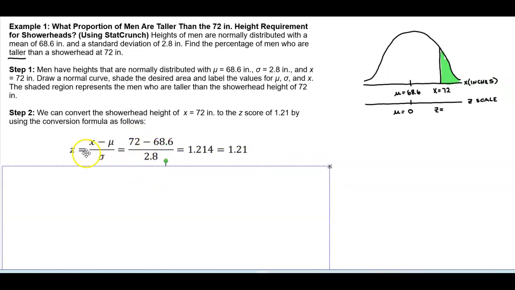So we know that z is equal to x minus mu over the standard deviation, or the mean over the standard deviation. We know the value of x is 72. We know the value of the mean is 68.6, and then the standard deviation is 2.8. So if we take 72 minus 68.6 and divide it by 2.8, we get 1.214, and rounding it to 2 decimal places, we get 1.21. So therefore, over here, underneath, we know that this is going to represent 1.21.